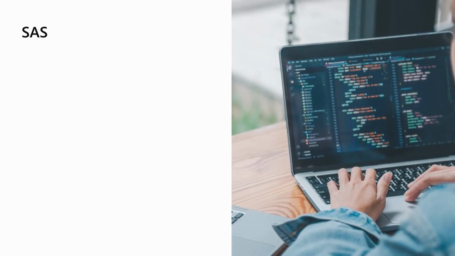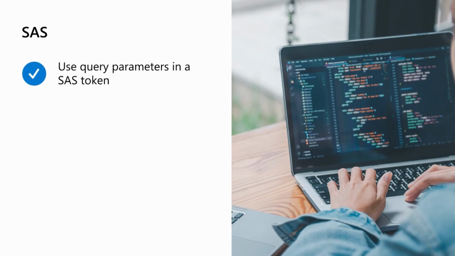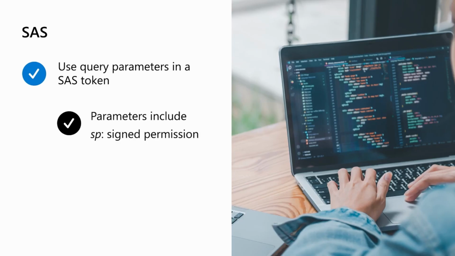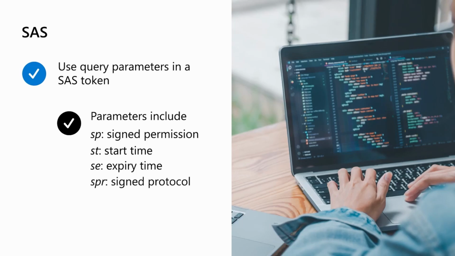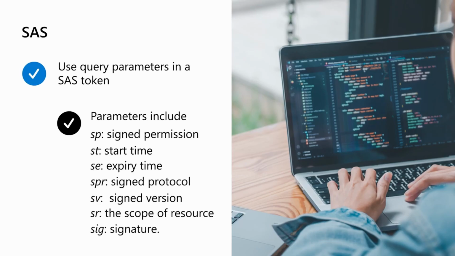Let's get into the details of what you learned about SaaS. You learned that you could use query parameters in a SaaS token to define the client access. These parameters include SP for signed permission, ST for start time, SE for expiry time, SPR for signed protocol, SV for signed version, SR for the scope of resource, and SIG for signature.